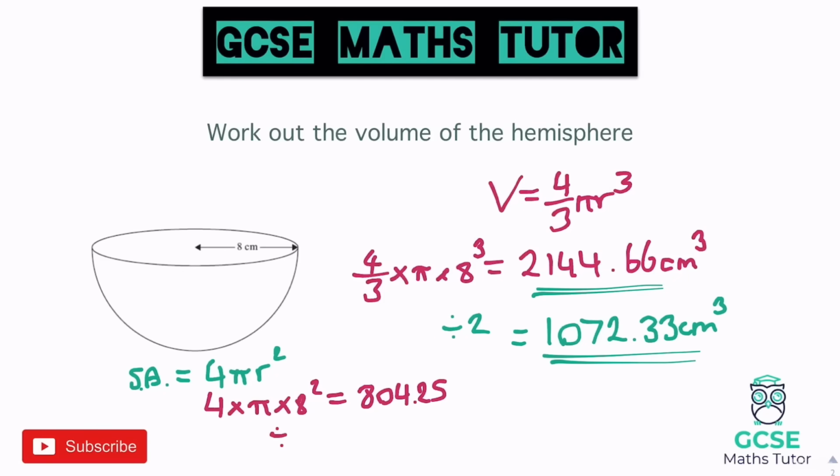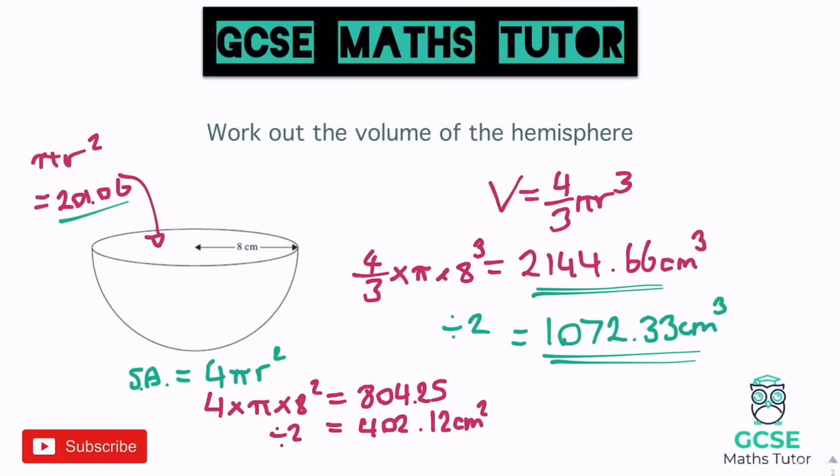Again, we'd have to halve it because it's half. Okay, so half of that would give us a surface area of 402.12. And that is obviously a surface area, so it's centimetres squared. But if you're working out surface area, you've got to make sure you don't forget as well the circle sitting on top there, because it's the total surface. And the area of a circle is pi r squared. So we can work out the area of the circle as well. If we just do that, pi times 8 squared, we get an area of the circle there of 201.06.